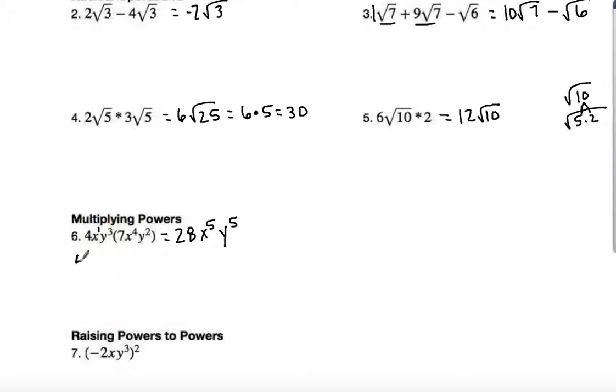Think about it like the 4 and the 7 would obviously multiply together. You would say I've got 1, 2, 3, 4, 5 x's, and 1, 2, 3, 4, 5 y's.